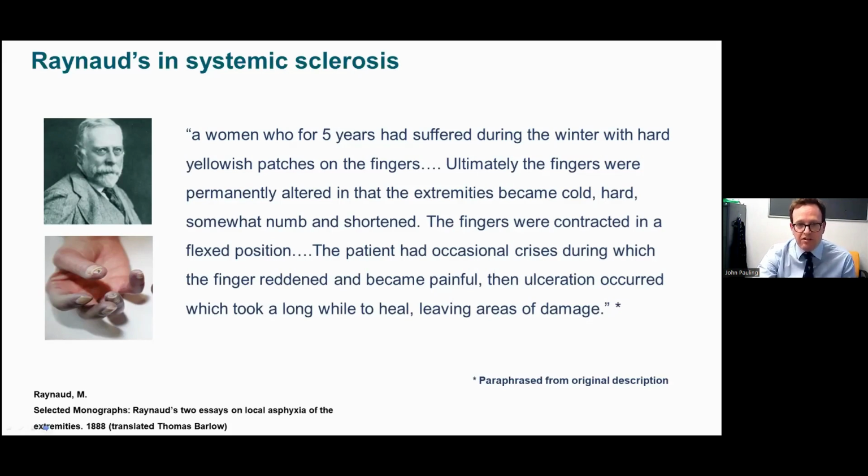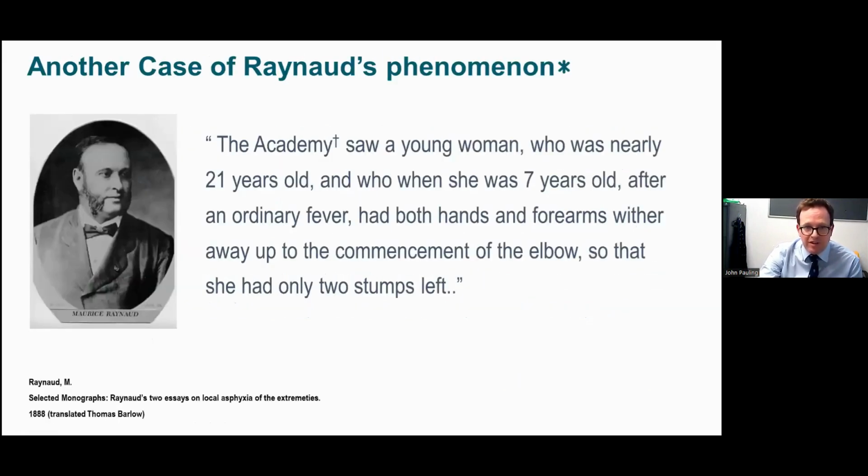There was another case that Maurice Raynaud described, which I hope nobody on today's webinar has experienced anything similar to. This was a young woman who was nearly 21 when she presented herself to the academy, but when she'd been 7 years old, she'd had a fever, and both her hands and forearms had become gangrenous and had withered away, was the description used, to the commencement of the elbow. So this tragic case is somebody who had poor blood supply to the hands and fingers that was so severe that the limbs became gangrenous.